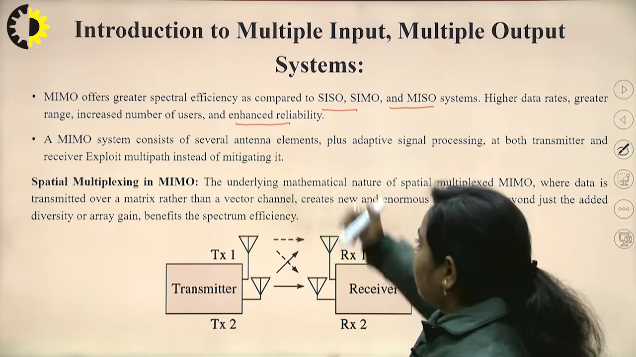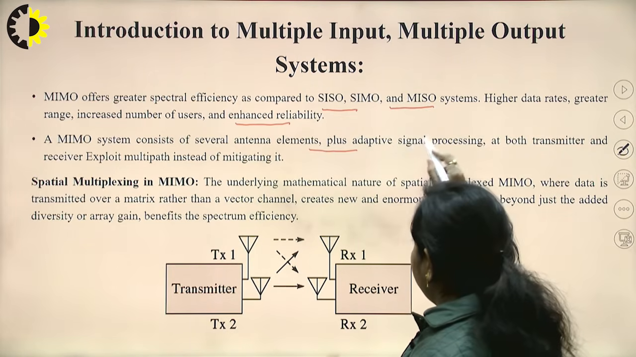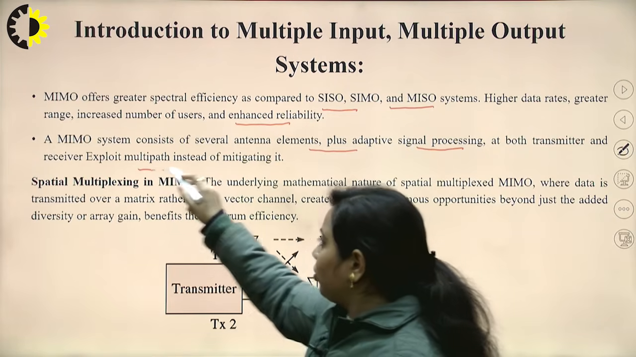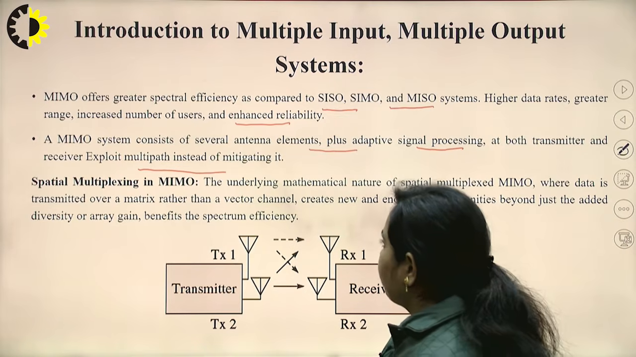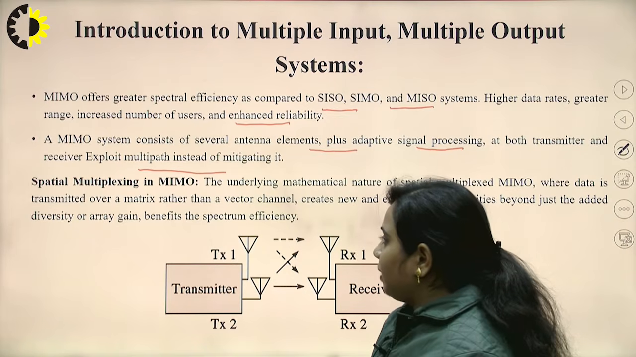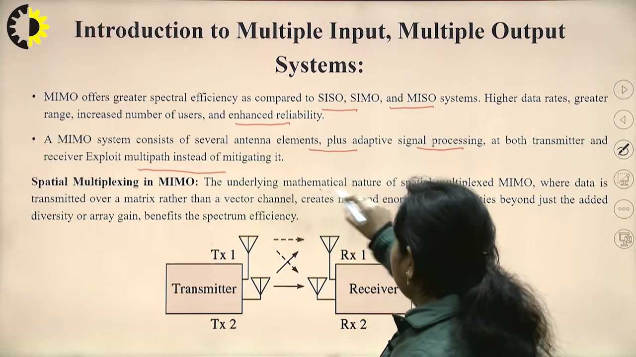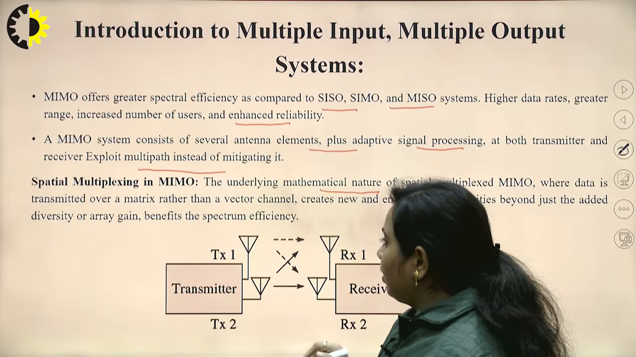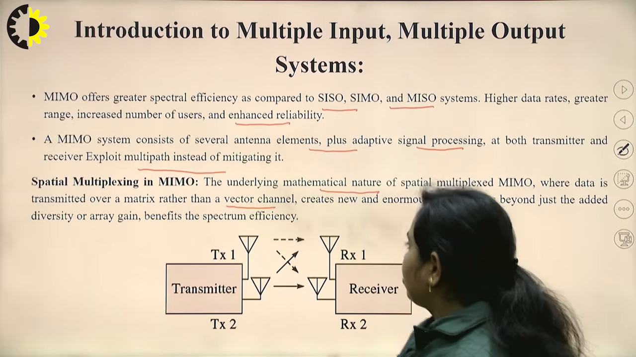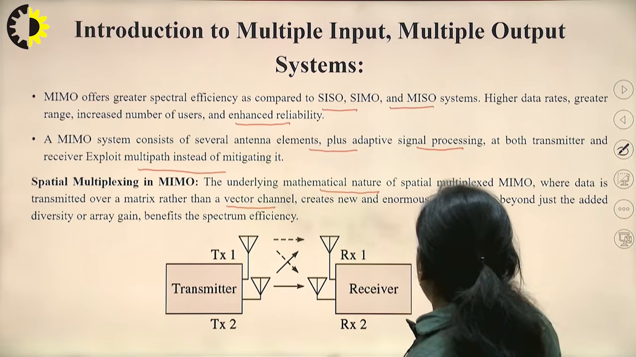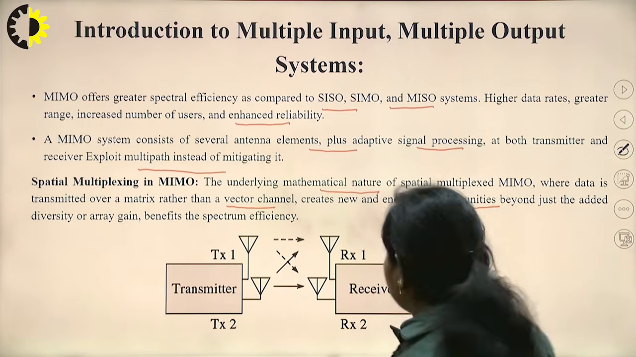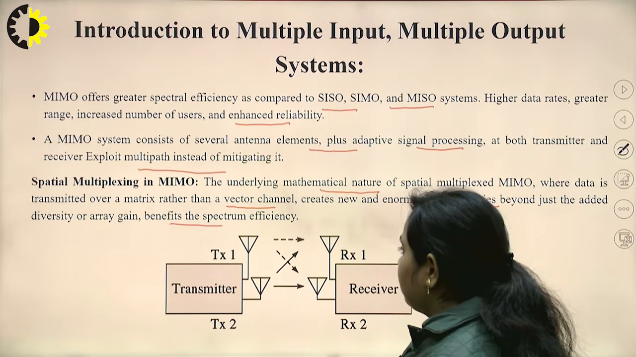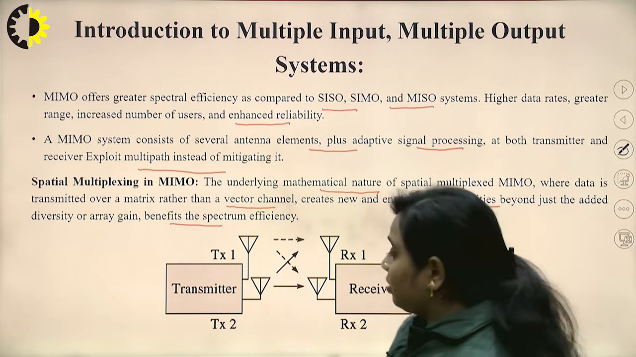A MIMO system consists of several antenna elements plus adaptive signal processing at both the transmitter and receiver. It is going to exploit the multipath instead of mitigating it. So spatial multiplexing in MIMO is the underlying mathematical nature of spatial multiplex MIMO, where data is transmitted over a matrix rather than a vector channel. So it creates new and enormous opportunities beyond just the added diversity or array gain, and benefits the spectral efficiency. So that is the introduction of MIMO.